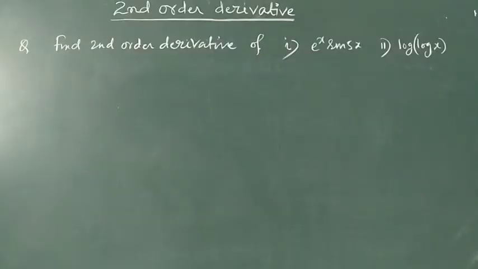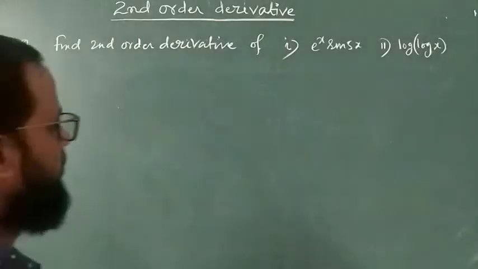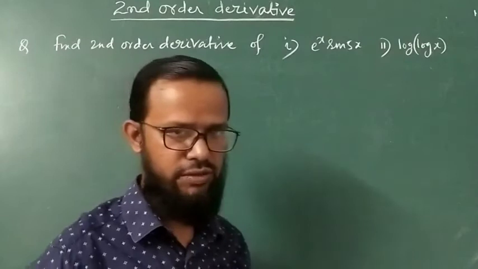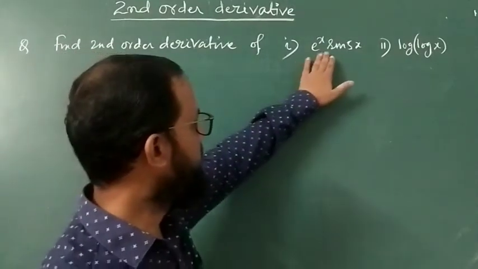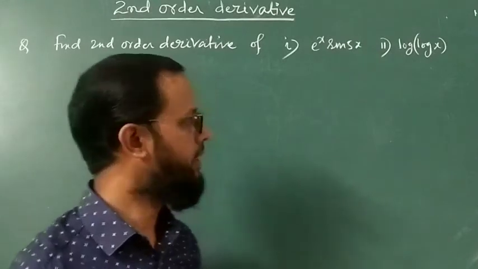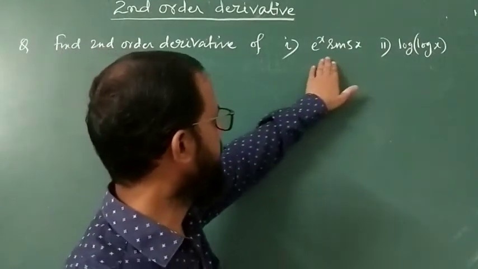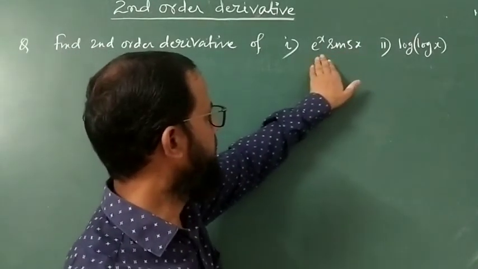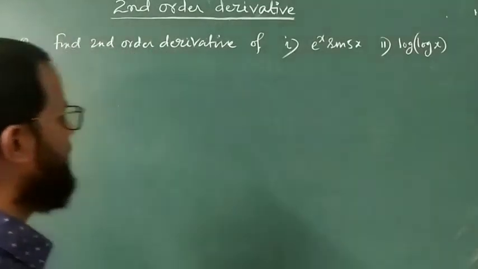Now we are going to find the second order derivative of these two expressions. One expression is e to the power x into sin 5x and another is log of log x. First we are going to find the second order derivative of this one. So let us take this equal to y.